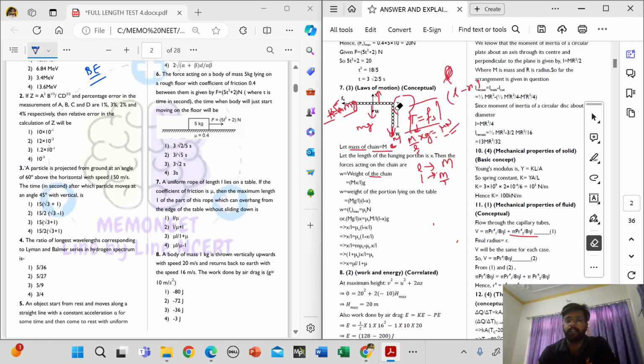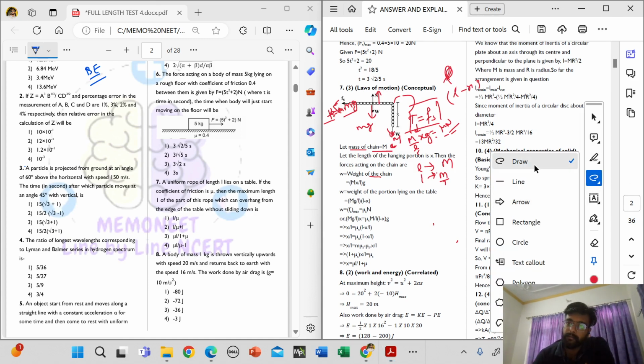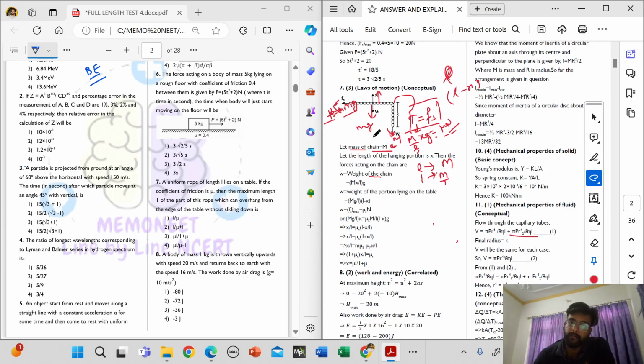Just balancing out the force, nothing else, because this friction force will balance out the tension force that is pulling this rope downward. So this friction will balance it so that it will not slide down. In this part, that is L minus X, and this is the X part. So we have balanced these forces, the tension force and the friction force, nothing else. I hope you are getting all these things.